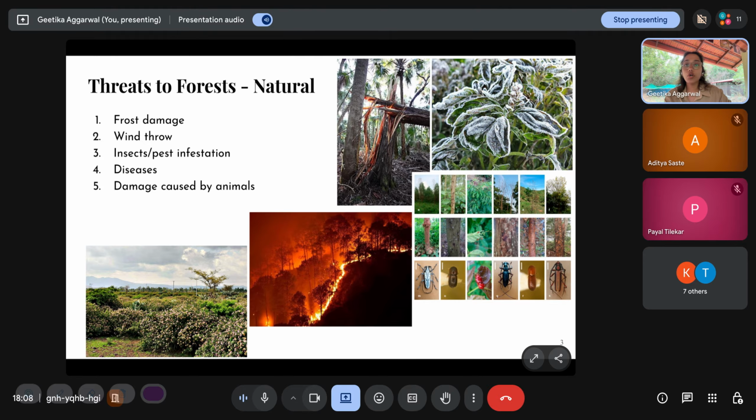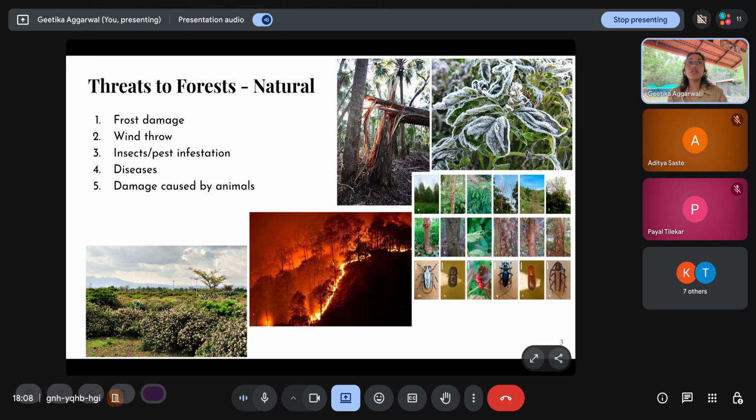Then there can be damage caused by animals. So in forests, for example, say an elephant is going around in a forest zone, and if the trees come in the way of the elephant, usually they can, if they're aggressive or even if they're not, uproot certain trees, and they can trample down certain other trees and bushes, and that can lead to some amount of damage to the forest.